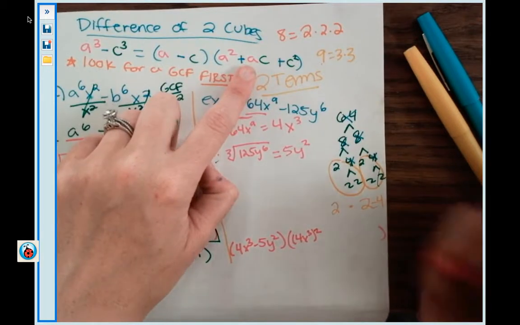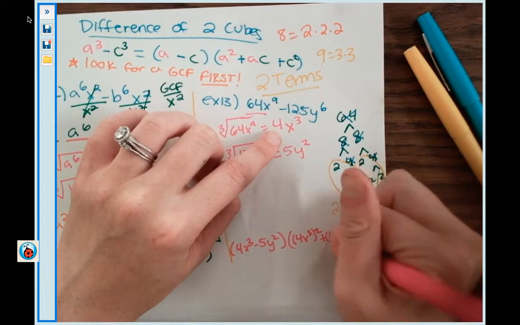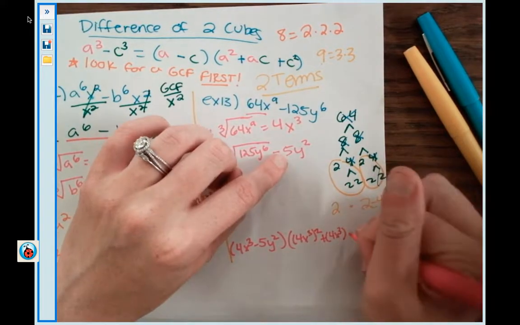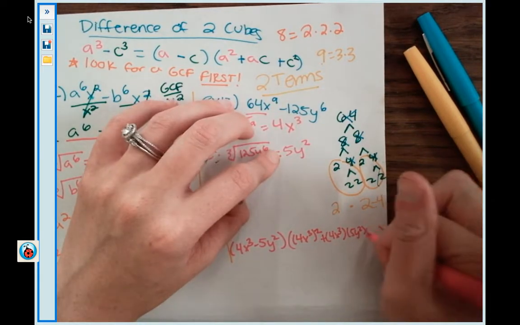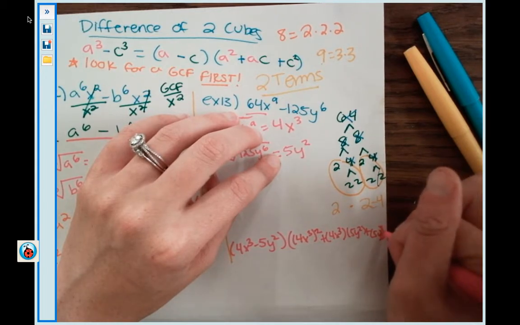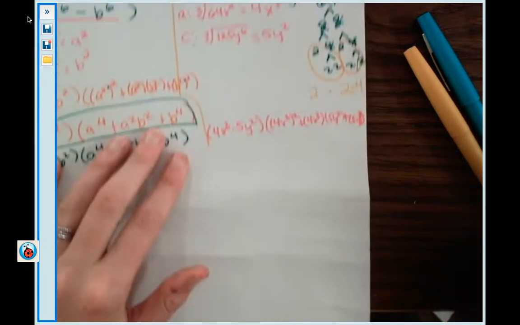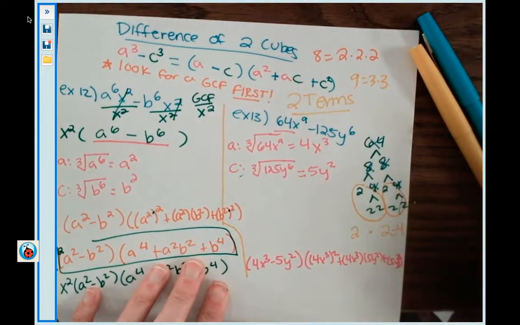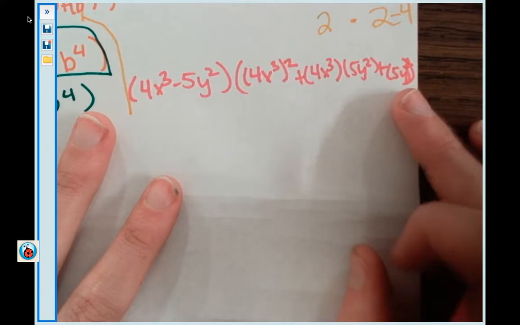Okay, and then it says plus a times c. So I'm going to be doing 4x to the 3rd times my 5y squared. That's my a times my c. And then the last thing, I'm going to square this final term. So I'm squaring my 5y squared, which I know that's hard to see. Okay, so I just followed the formula, you guys. That's all I did. I'm going to zoom in so you guys can see this a little better because I know it's really small. Okay, so that is a 5y squared. I know it's hard to see. All right, so I'm going to bring this down.